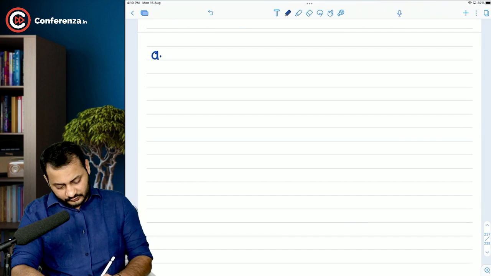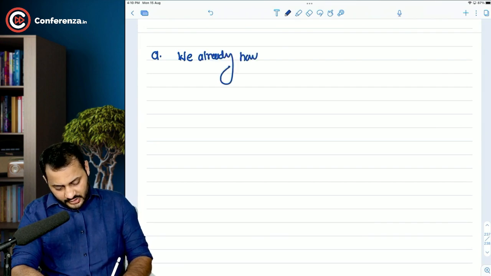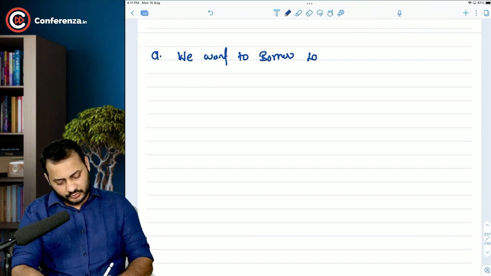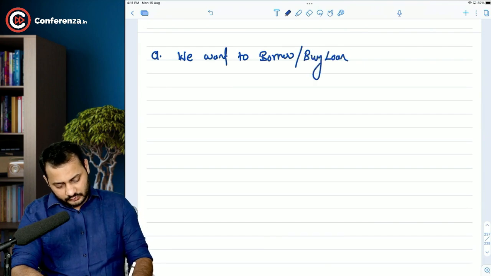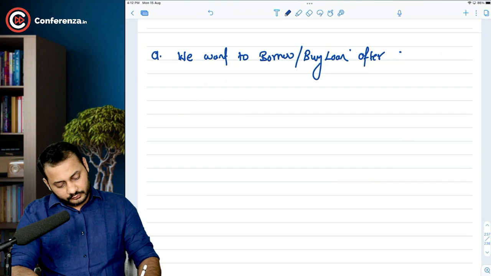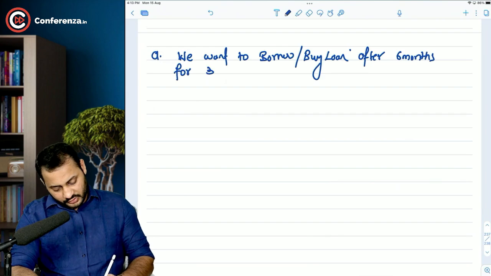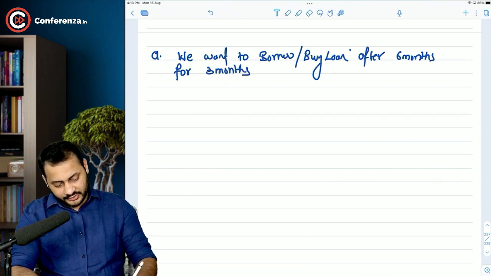Situation 1. I think we should first take it like this. We want to borrow a loan, or we can say borrow or buy a loan after 6 months for 3 months. Now understand this logic.